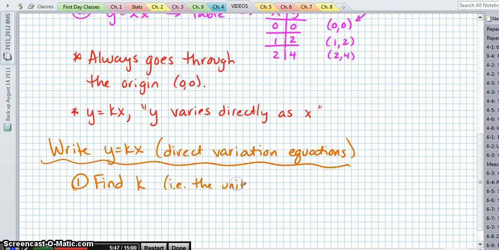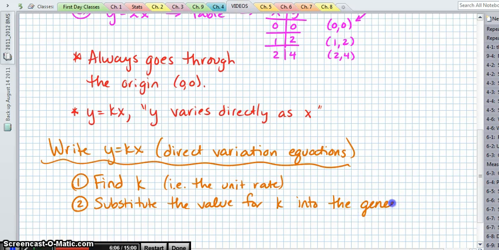And depending on the information given, will depend on how you go about solving for that. Okay, but you find k. Once you have k, you need to substitute the value for k into the general equation y equals kx. And again, this does not work for everything.